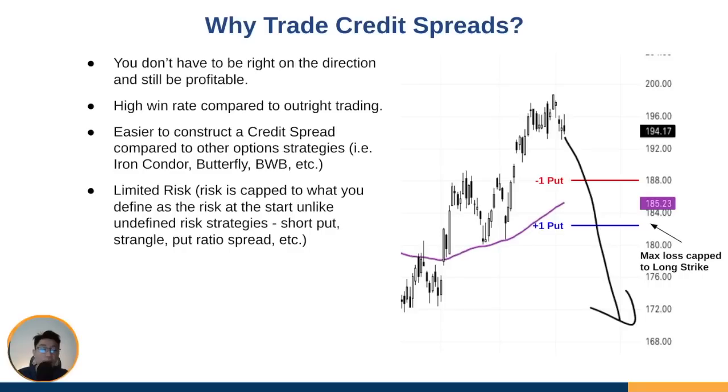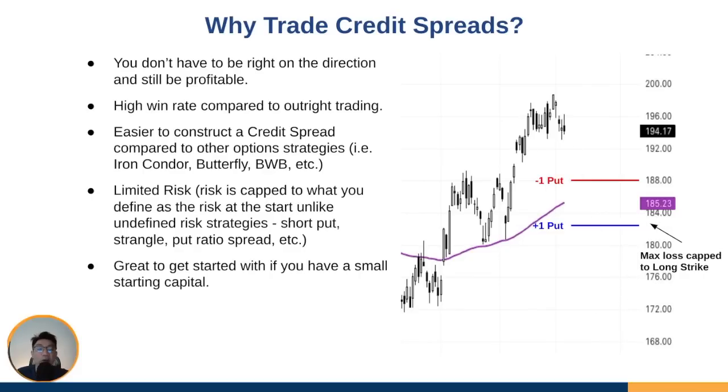But if you have a credit spread on, or in this case, the put credit spread on, your max loss is kept basically to where the long strike is. So that means the market can just go all the way to zero. You still won't lose more than whatever you risk on this trade, which is up to this point down here. So it's very good for you to get started, especially if you're new to trading options.